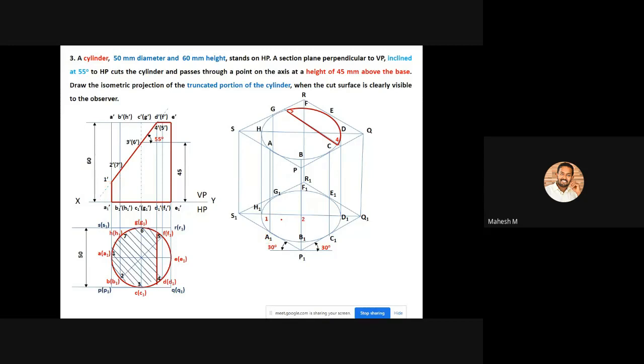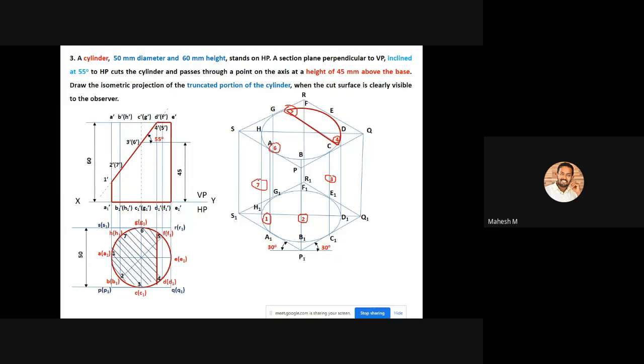So 1 is available on A1 to A, and 2 is available on B1 to B, and 3 is available on C1 to C. We have marked 4 and 5 already. So 6 is available on G1 to G, and 7 is available on H1 to H. So we have marked point number 1, 2, 3, 4, 5, 6, and 7.